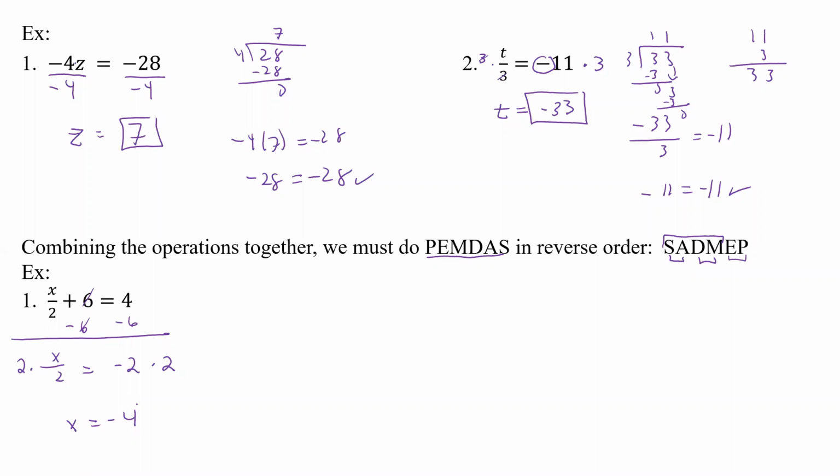That looks good, so let's say we plug this back into here and see what we get. Negative 4 divided by 2 plus 6 equals 4. Well, here 4 divided by 2 is 2. It's negative, so negative 2 plus 6 equals 4. 6 minus 2 is 4, so that checks. So negative 4 is our solution.